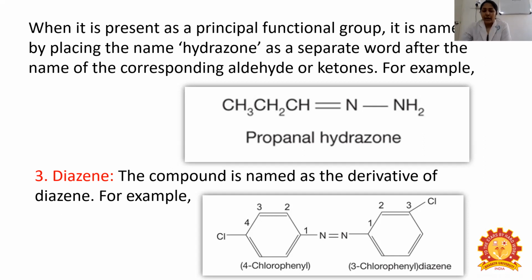For example, diazene: the compound is named as a derivative of diazene. For example, 4-chlorophenyl 3-chlorophenyl diazene. This is an example for the diazene. A diazene compound is nothing but N double bond N. It is attached to the chloro. That is, fourth position chlorine is there, and a diphenyl compound is there. In third position chloro is there. So 3-chlorophenyl, 4-chlorophenyl diazene. It is coming as a secondary prefix and the ending is diazene.